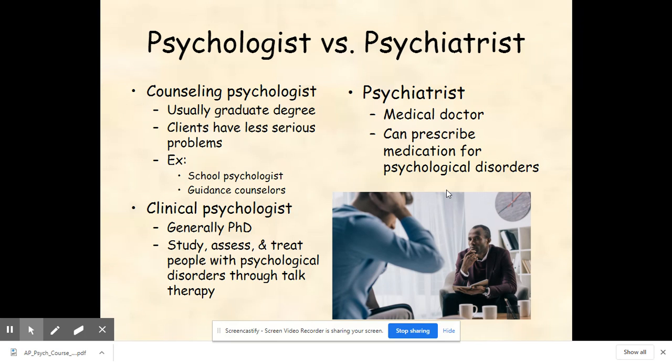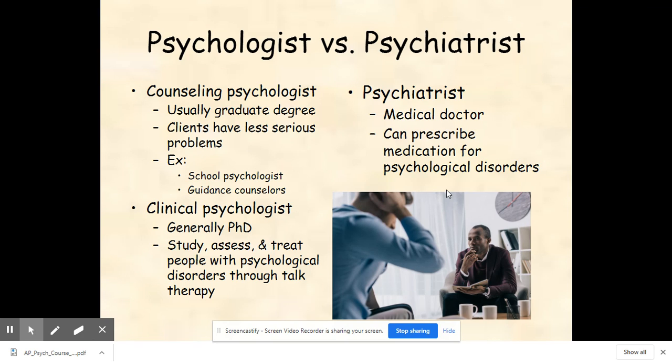You do also need to know, and this is again just a memorization thing, the different careers in psychology. We have what are called psychologists. That includes counseling psychologists, which usually have some sort of graduate degree. They treat patients that have less severe issues. This might be school psychologists, guidance counselors, social workers, anything like that.